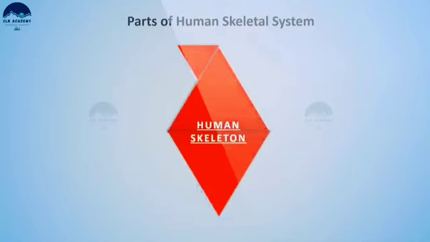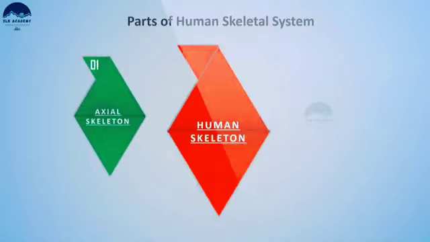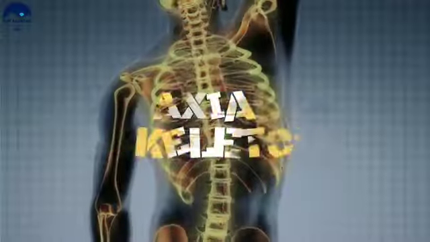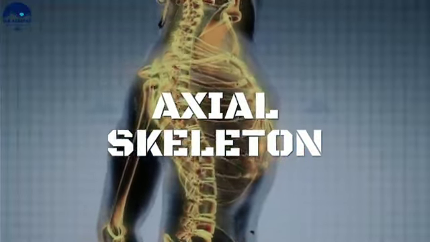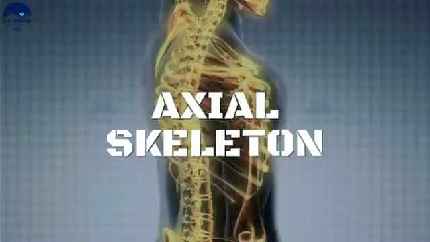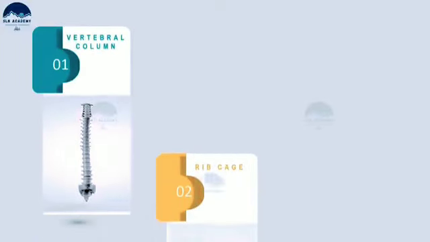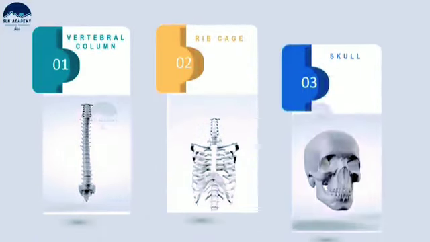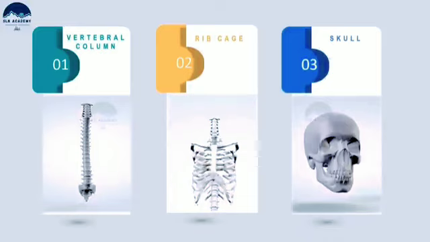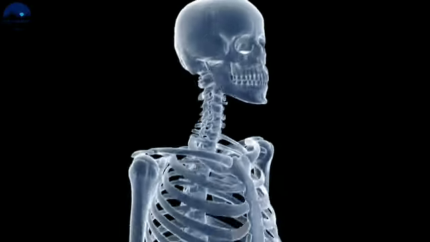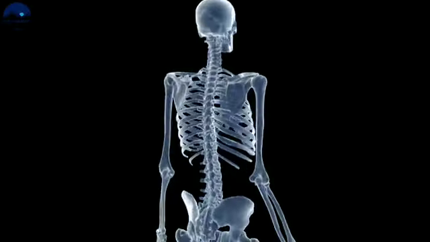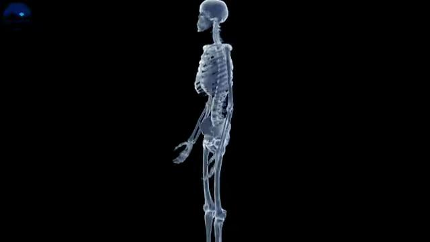The human skeleton can be divided into two groups. They are the axial skeleton and the appendicular skeleton. Axial skeleton. The axial skeleton is formed by the vertebral column, rib cage, skull, and other associated bones. The axial skeleton has around 80 bones in total, distributed along the main axis of the body.